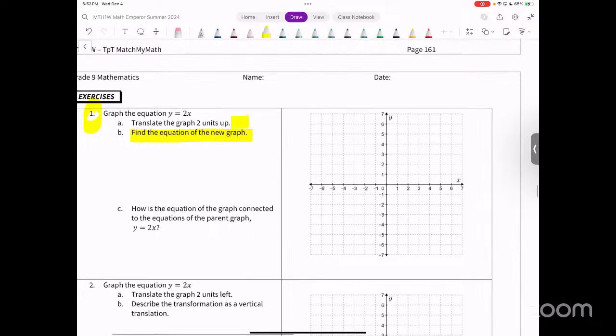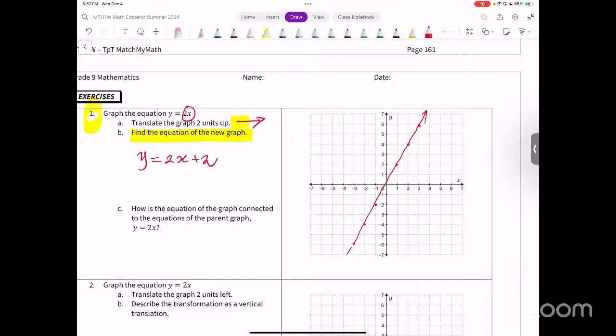If you translate 2 units up, the only thing that is going to change is the y-intercept. Currently the y-intercept is 0, so therefore the equation is going to be y equals 2x plus 2. How is the equation of the graph connected to the graph of the parent graph? Let me use y equals 2x. So this is 1 unit right, 2 units up, 1 unit right, 2 units up. This is going to be my graph, isn't it?